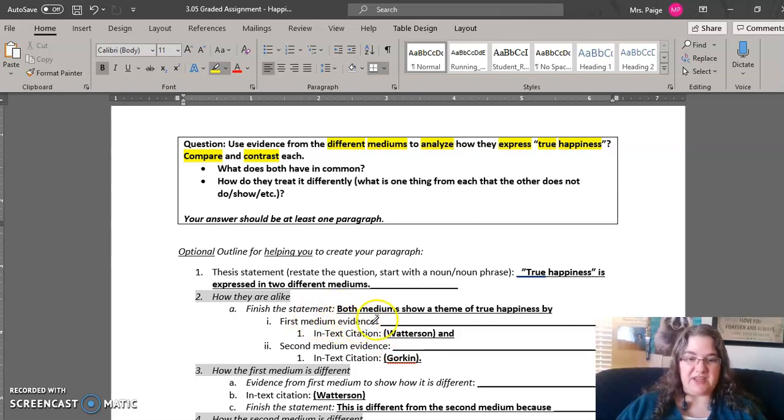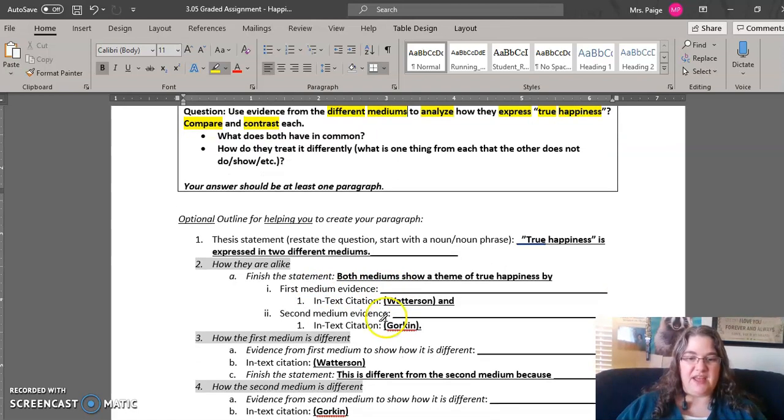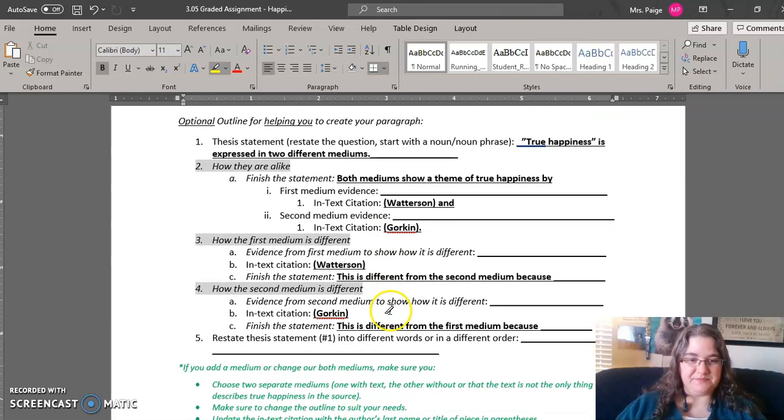So in the first medium of evidence, what did you see in it that showed true happiness? And this one, what did you see or read in the poem that showed true happiness? You can use a quote or summarize. Same as on the first one.